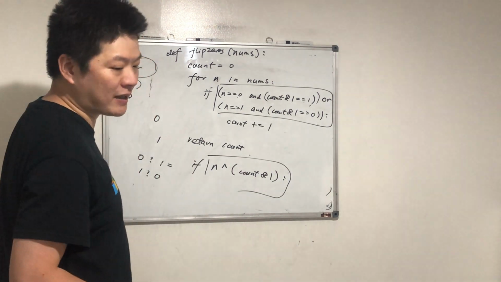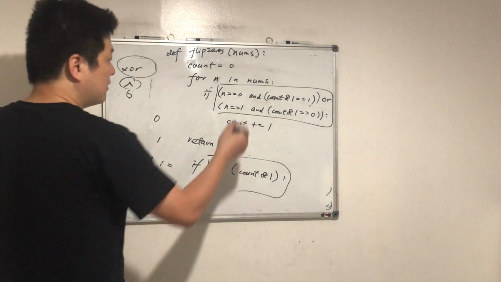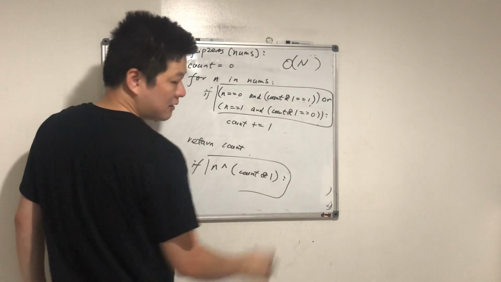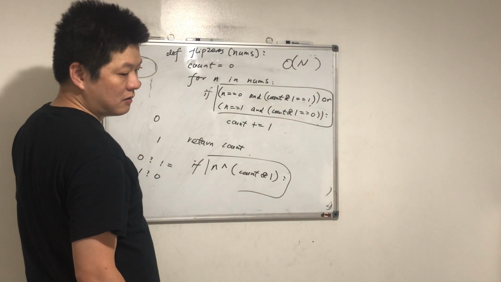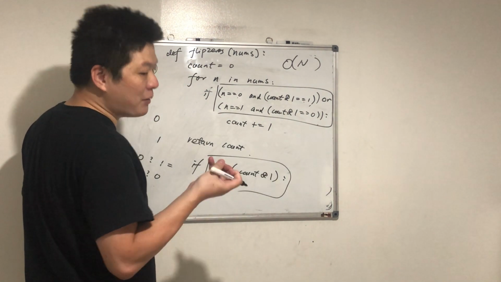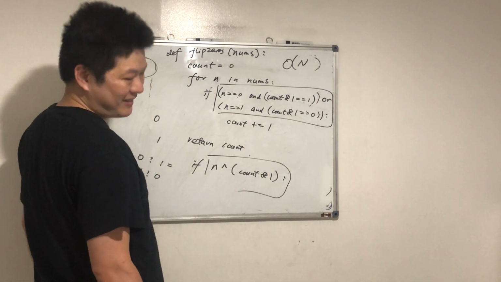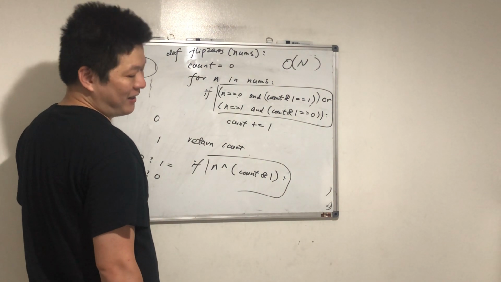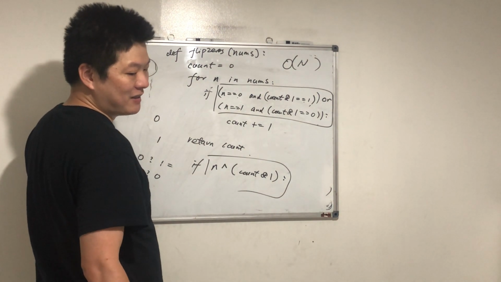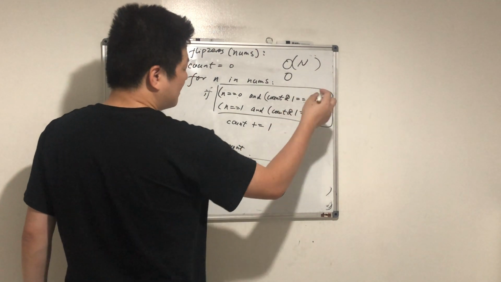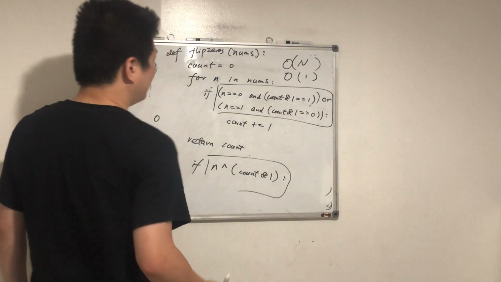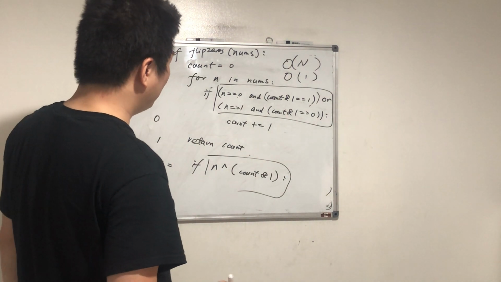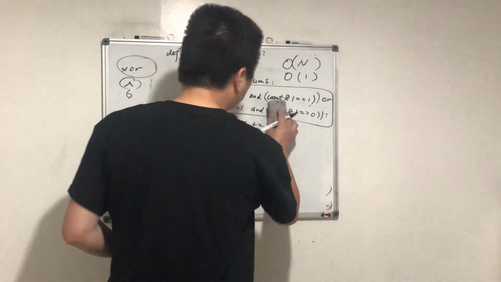Okay, what's the time complexity? What's n? The number of numbers in nums. Yeah, what's the space complexity? O(1), because we are not using any linear additional space. We're just using one variable. Got it? Okay, so I'm going to erase this bit.